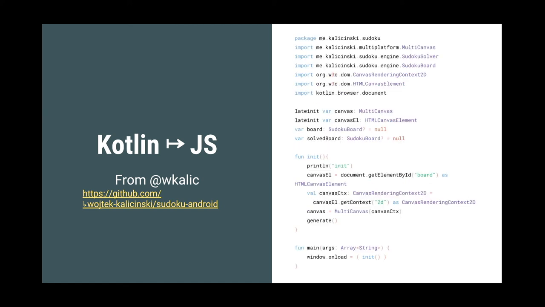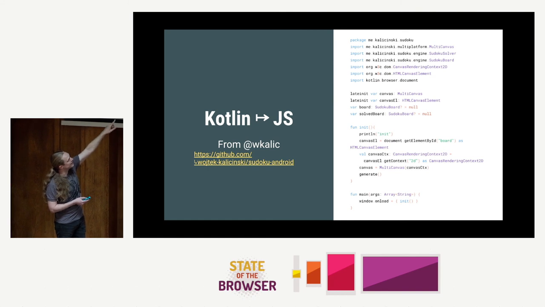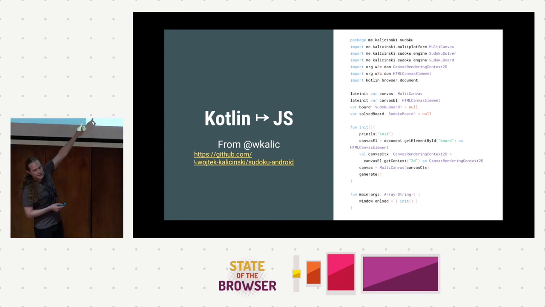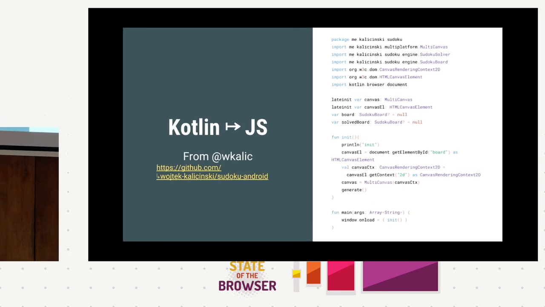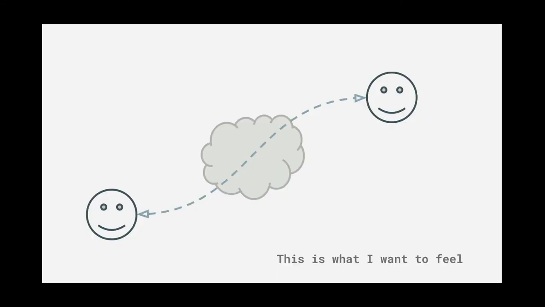This is the Kotlin code that's doing it. What you can see is that in Kotlin, you actually have access to the canvas rendering context, the HTML canvas element, and you can just use those. And if you look down here, this starts to look suspiciously like JavaScript. So you can just compile that out, and you can have that same code base powering both your Android app and your web app.